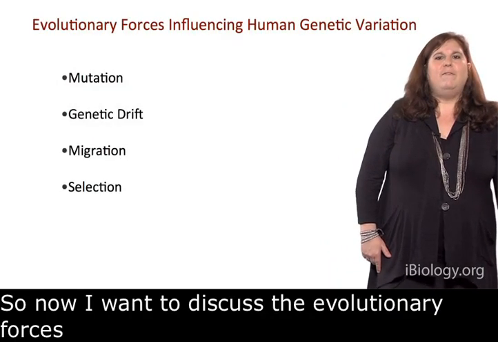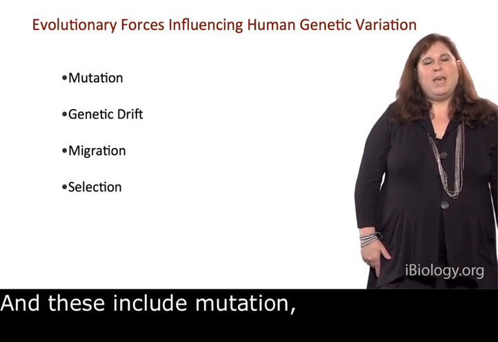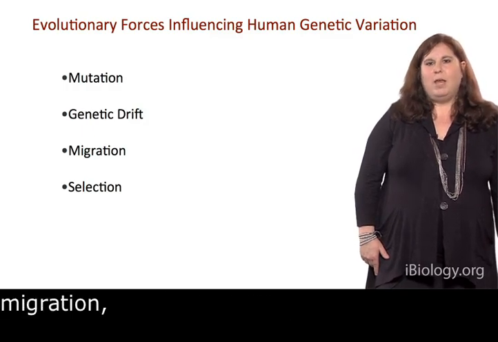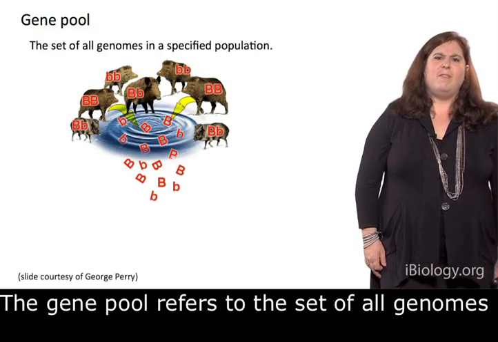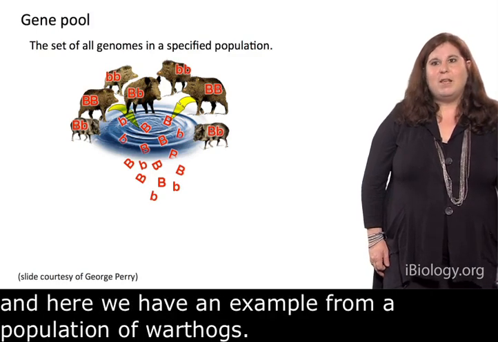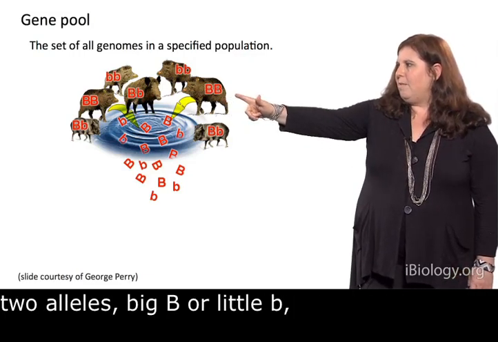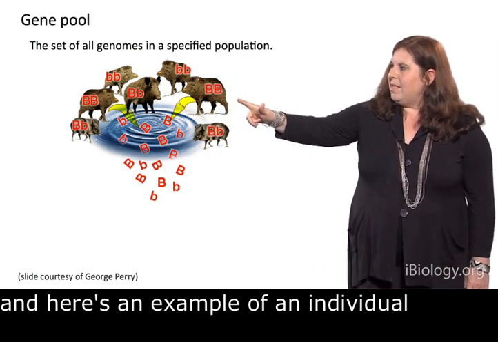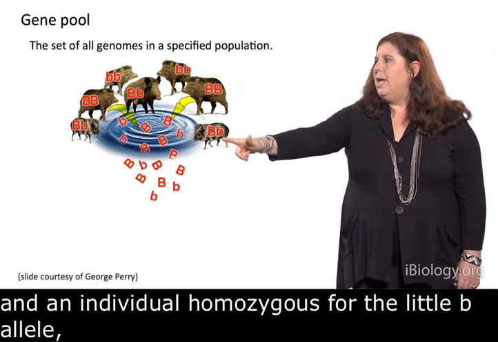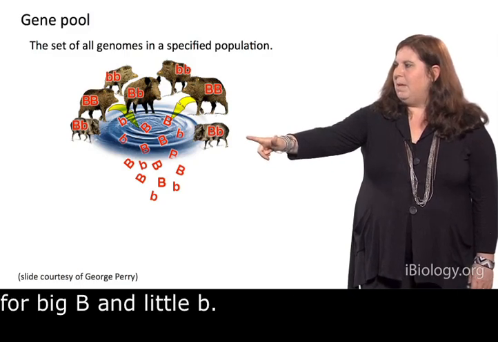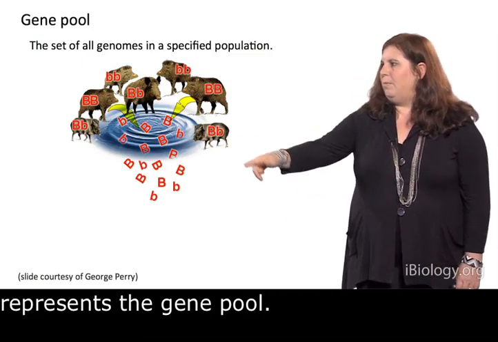So now I want to discuss the evolutionary forces that influence the patterns of genetic variation that we see today. And these include mutation, genetic drift, migration, and natural selection. So let's first introduce some terminology. The gene pool refers to the set of all genomes in a specified population. And here we have an example from a population of warthogs. So here we have at a single genetic locus 2 alleles, big B or little b. And here's an example of an individual who is homozygous for the big B allele and an individual homozygous for the little b allele. And here's an individual who is heterozygous for big B and little b. And together, the set of alleles in that population represents the gene pool.